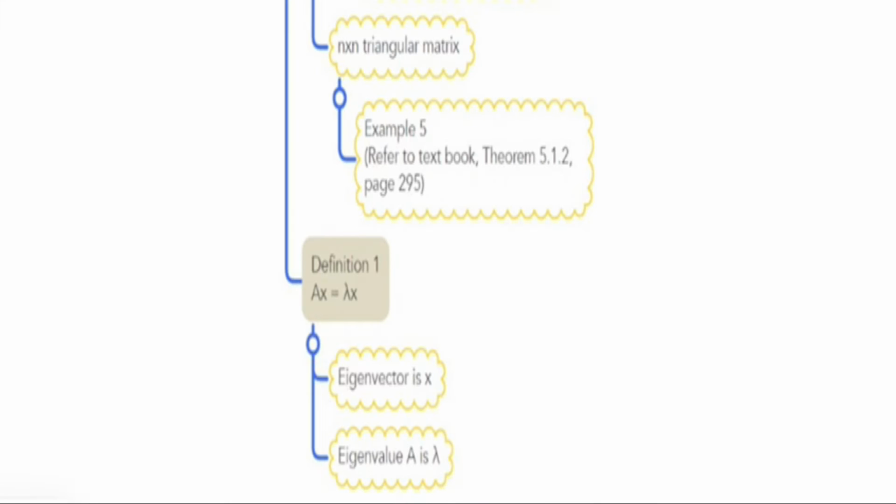The formula for the null space is lambda I minus A, and the vector satisfies Ax equal to lambda x. Computing eigenvalues, the characteristic equation of A is the determinant of lambda I minus A equal to 0. We can refer to example 4 on textbook page 294, non-triangular matrix example 5 on page 298, and definition 1, which is Ax equal to lambda x, where the eigenvector is x and the eigenvalue of A is lambda.